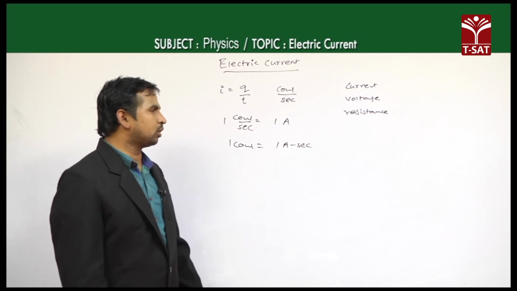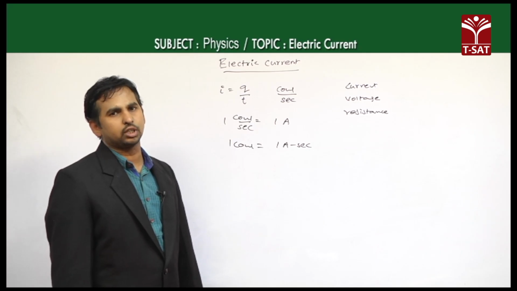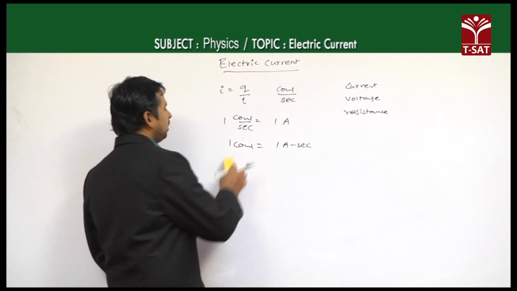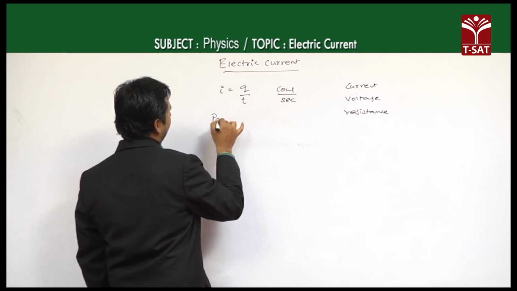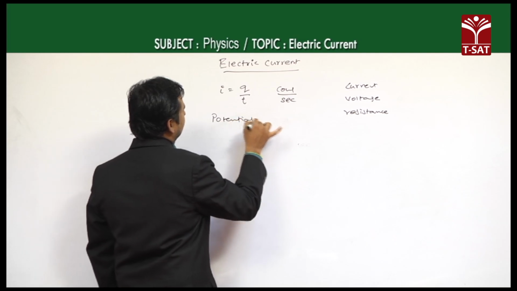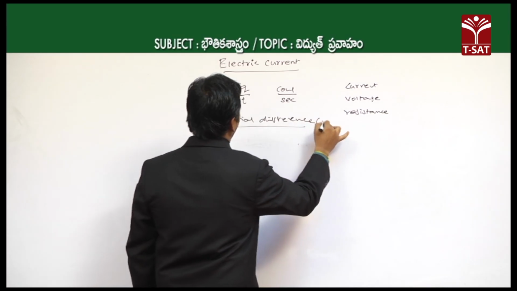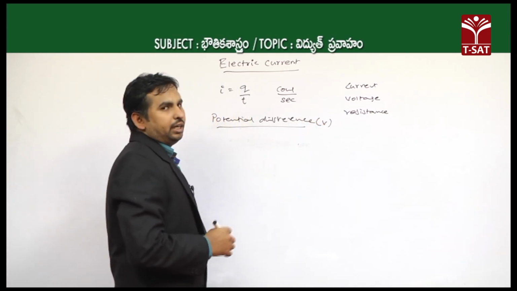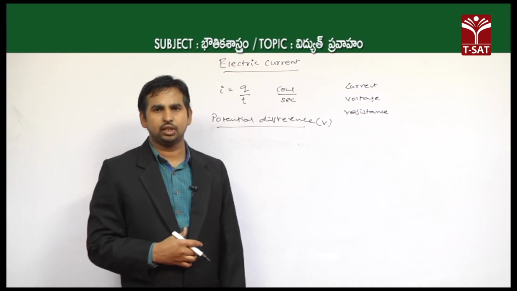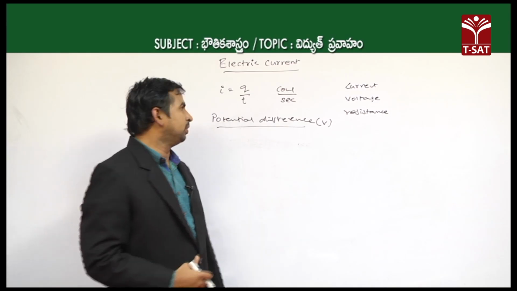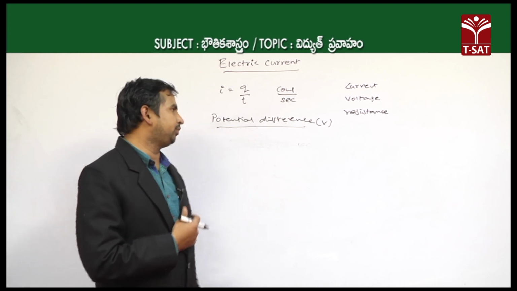Next, coming to the case of voltage, which is also called the potential difference. Potential difference is represented with V. It is nothing but the work done by the battery, or the power source, or the electrical energy, on the unit charge. That only we call as V.